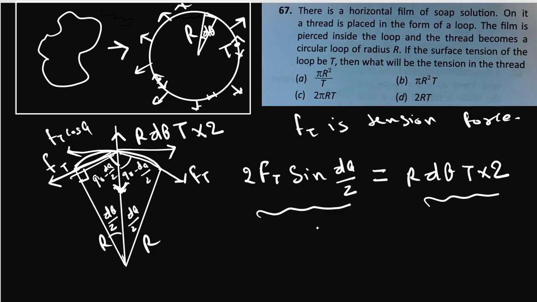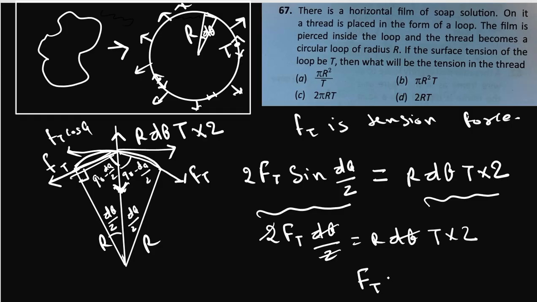Now we all know when the angle is very small, sin theta is equal to theta, and d theta we have already said is very small, so we can write 2 Ft d theta by 2 is equal to R d theta T into 2. Now d theta cancels, 2 cancels. So from here we can write the tension in the string is going to be 2RT. Tension in the string is going to be 2RT.